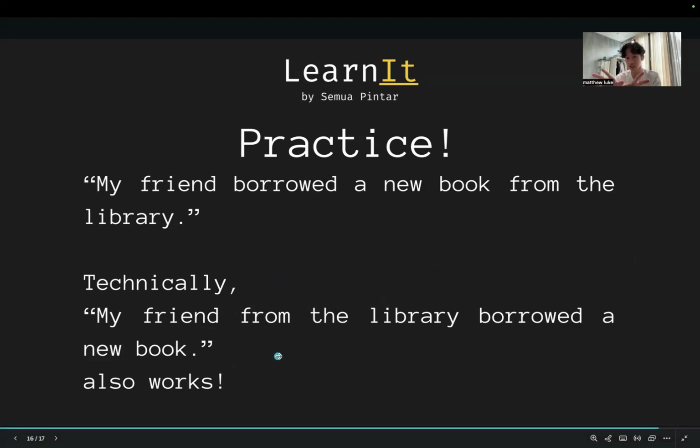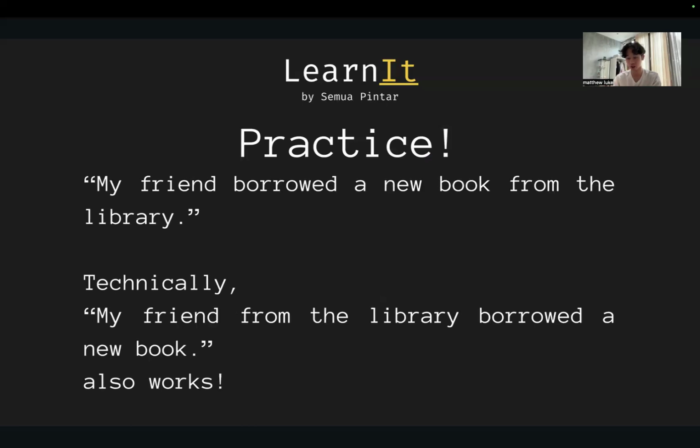However, as a sentence itself, it still works. So just note what you're trying to describe, because over here, you're trying to describe that a new book came from the library and then your friend borrowed it, right? But over here, you're describing that your friend from the library borrowed a new book. And it doesn't necessarily mean that in the second sentence, the book has to come from the library. It can come from someone else.